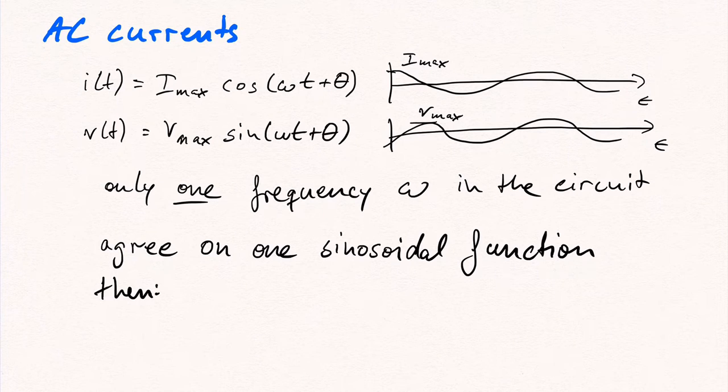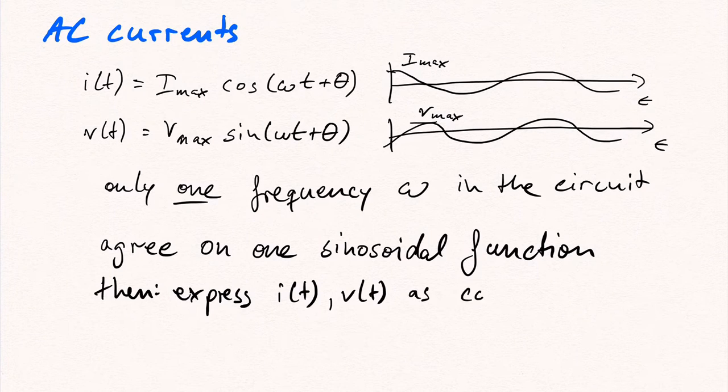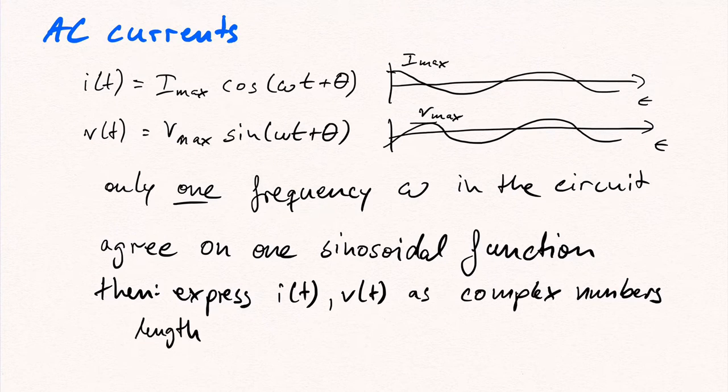Then we can express our AC currents and AC voltages as complex numbers. We want to write those complex numbers in polar form. Hence, we need the length or the amplitude and the phase of the complex number.